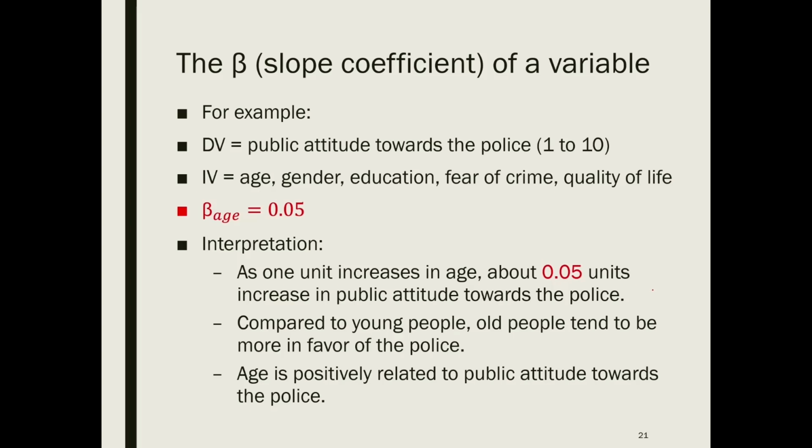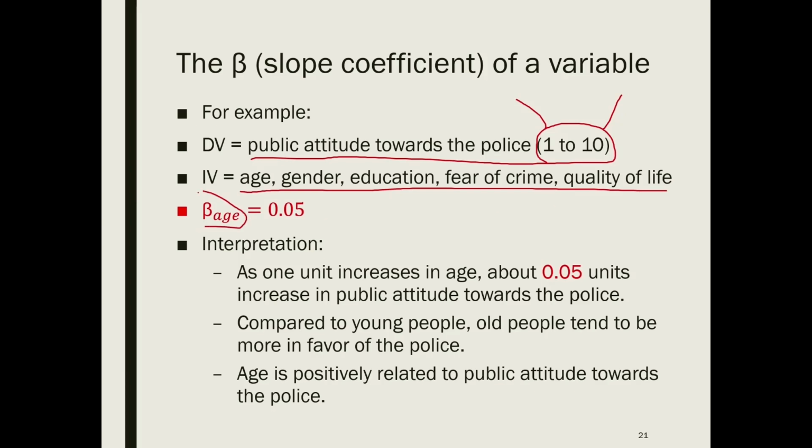So in the example here, the dependent variable is public attitude toward the police officer, from 1 to 10. 1 means you are not really satisfied with the cops, and 10 means you are super satisfied with the cops. The independent variables here, we have a bunch of them, right? We have the age of the respondent, gender, educational level, fear of crime, and what they think about the quality of life. So what if the coefficient of age is 0.05? What does this mean? Typically we have three ways to say that.